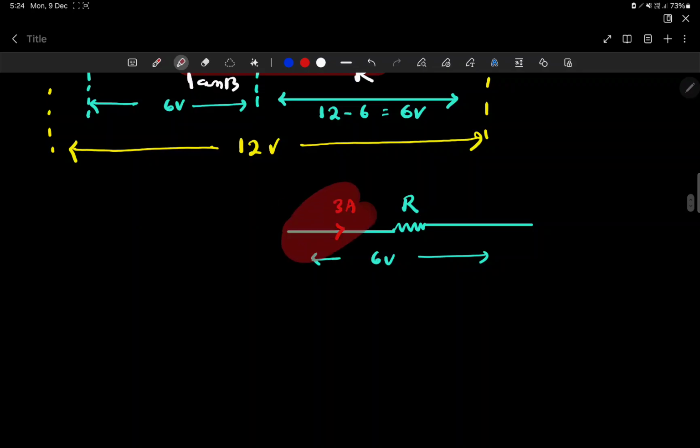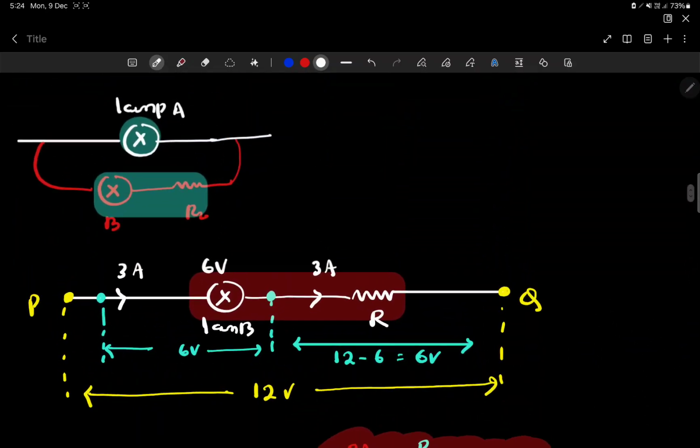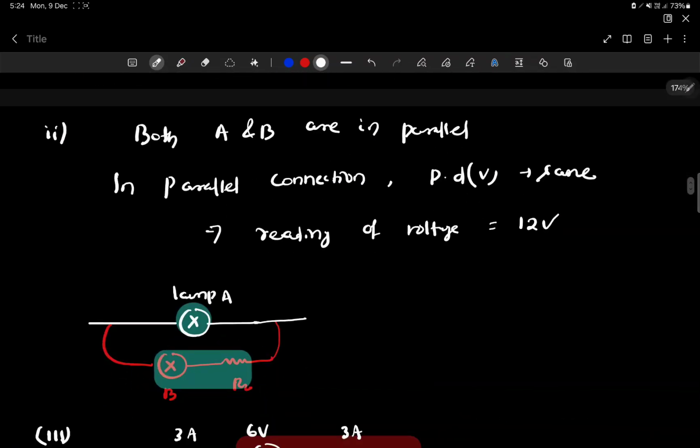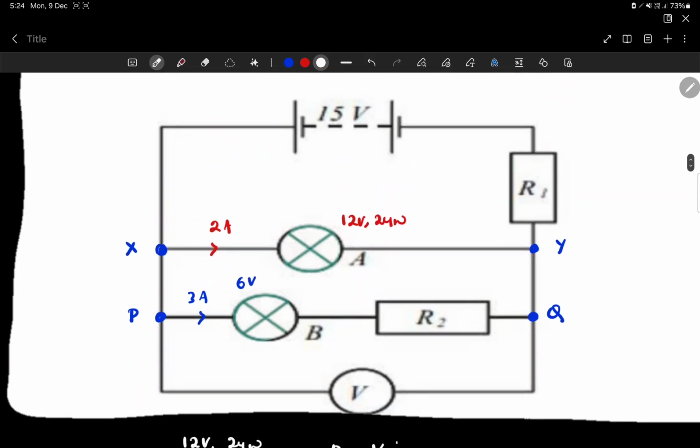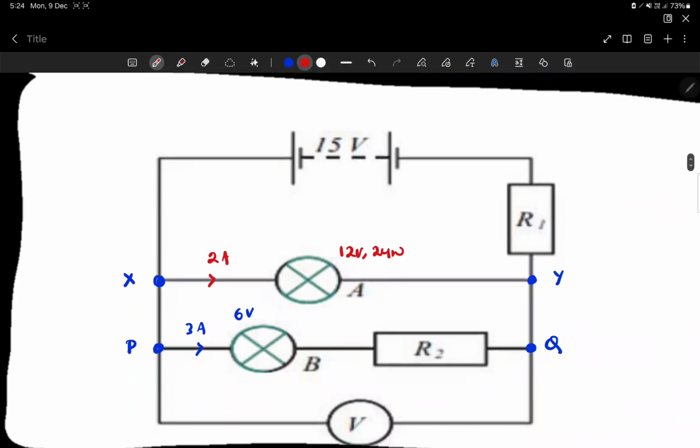For this given data, what will be the value of resistance? Resistance equals voltage divided by current. Potential difference is 6 volt, current is 3. That means the answer is 2 ohm. Then this is our third bit question answer. Next, lastly, it is asking to find the value of resistance R1. What will be the value of resistance R1?